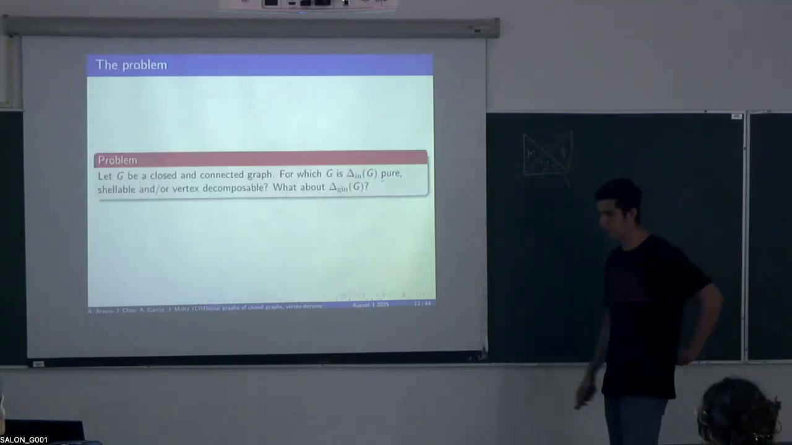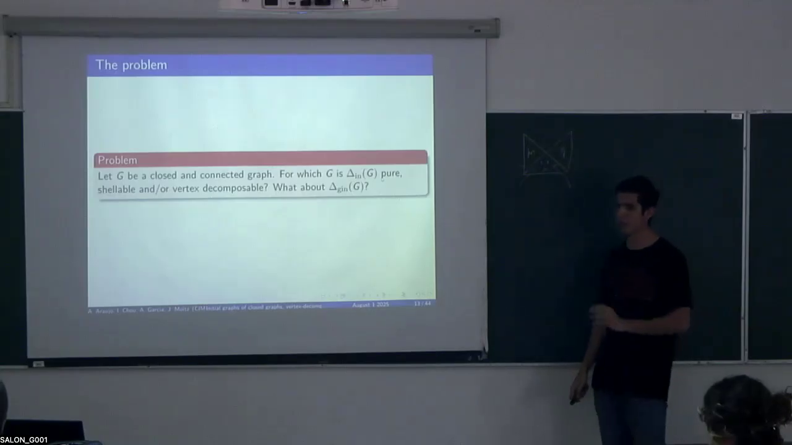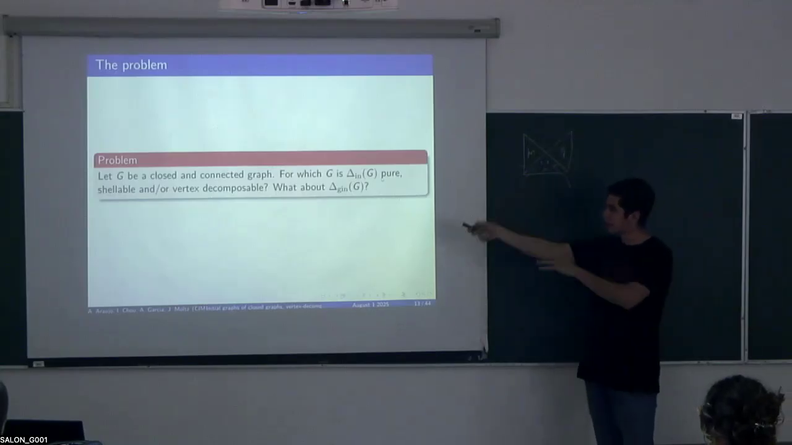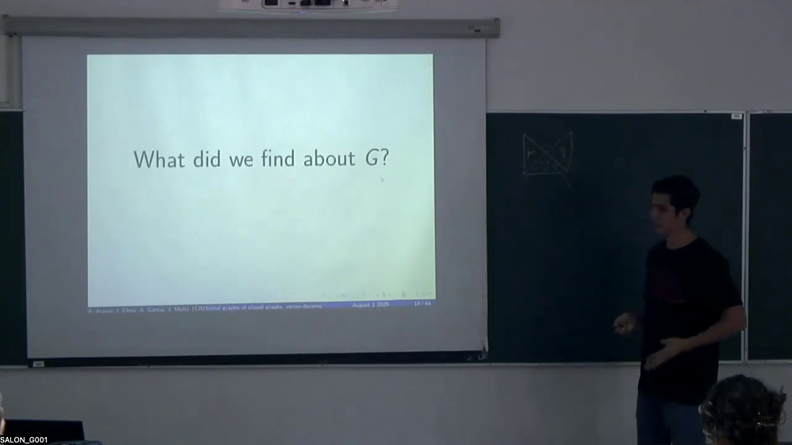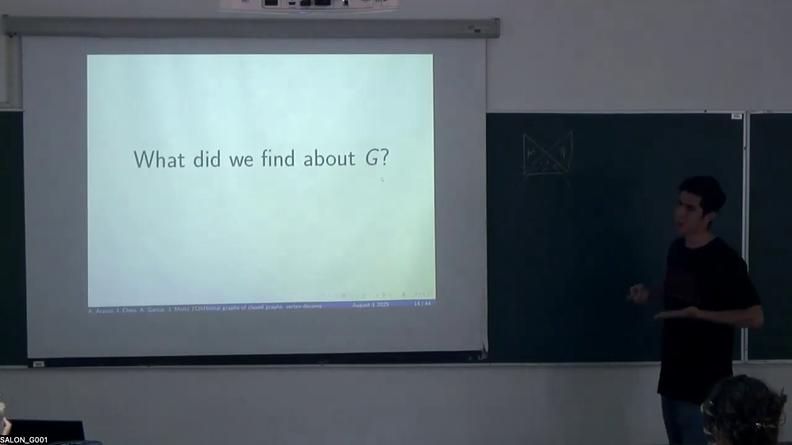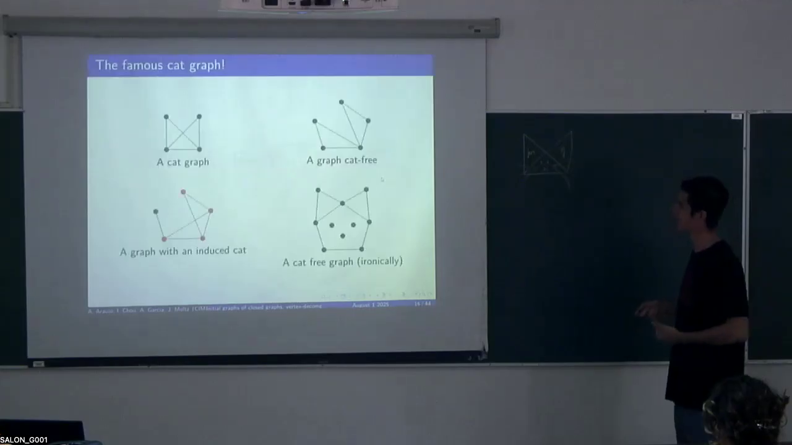So what is the problem? We're trying to see for which graphs G, when G is closed and connected, and we take delta G and delta in, when is that pure, shellable, and/or vertex-decomposable? And yeah, what do we find about G? Can we tell something just by looking at the graph? Actually, it turns out we can.